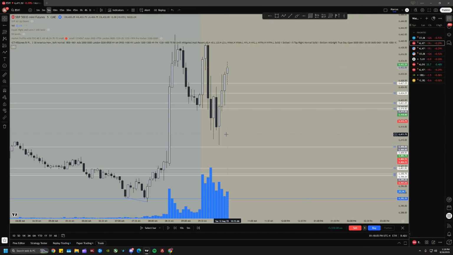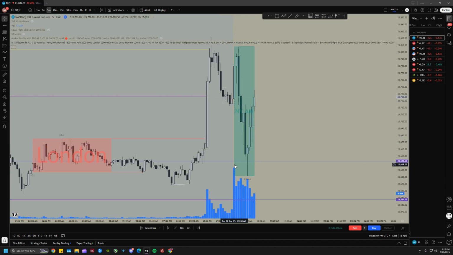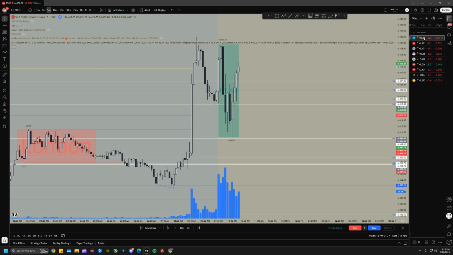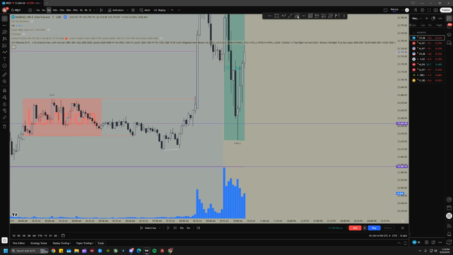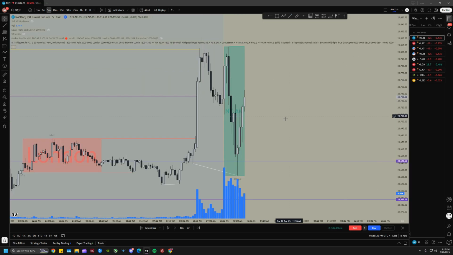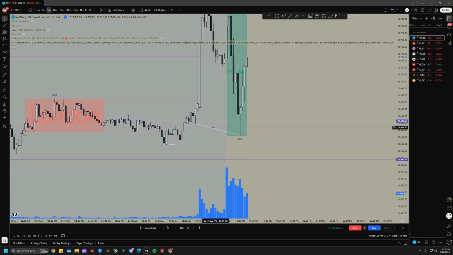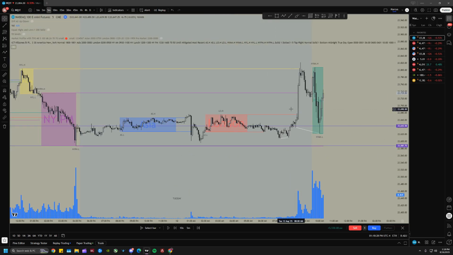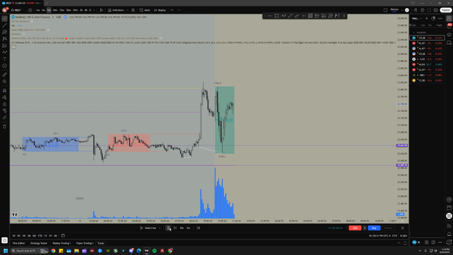Let's see if we created an SMT. We did not create an SMT, but price, I mean, we kind of created this. Yeah, we did create an SMT. NQ, sorry, took this low here. ES didn't, showing that we want to go higher. Could have taken this 55 level. It's key low that got taken out, whatever. And then we delivered to the upside again, right?